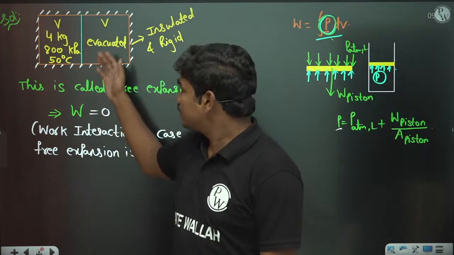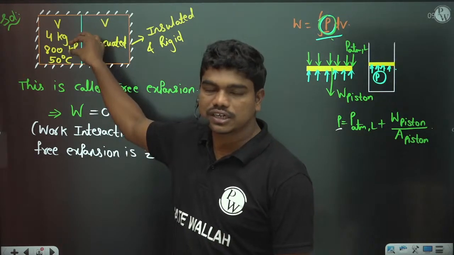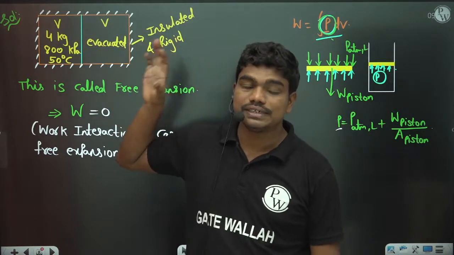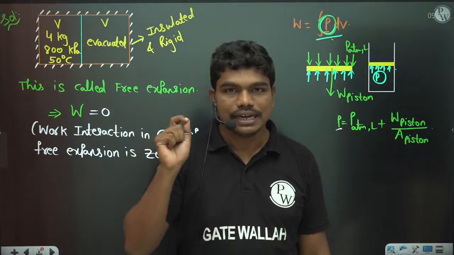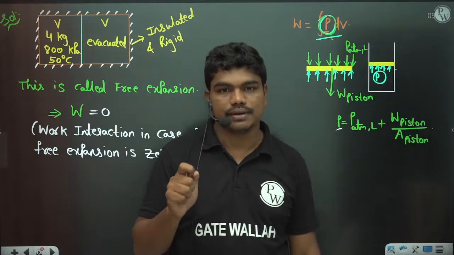This is what we cannot find here. So basically there is no external resistance, that's why work interaction in a free expansion process is always 0. So please keep this point in mind. This is one of the very important understandings again, from the thermodynamics point of view.